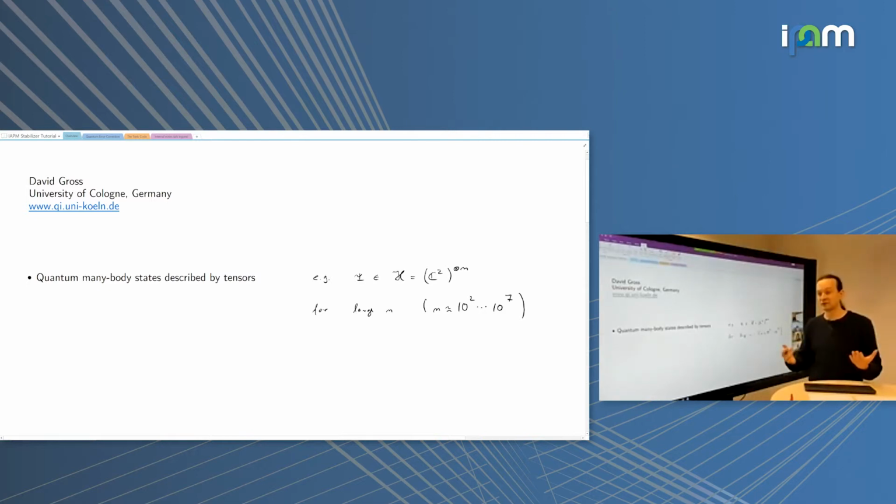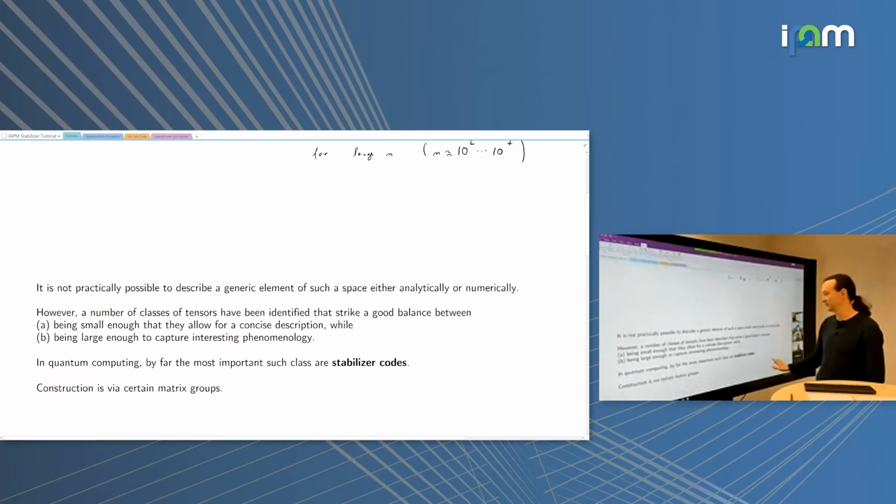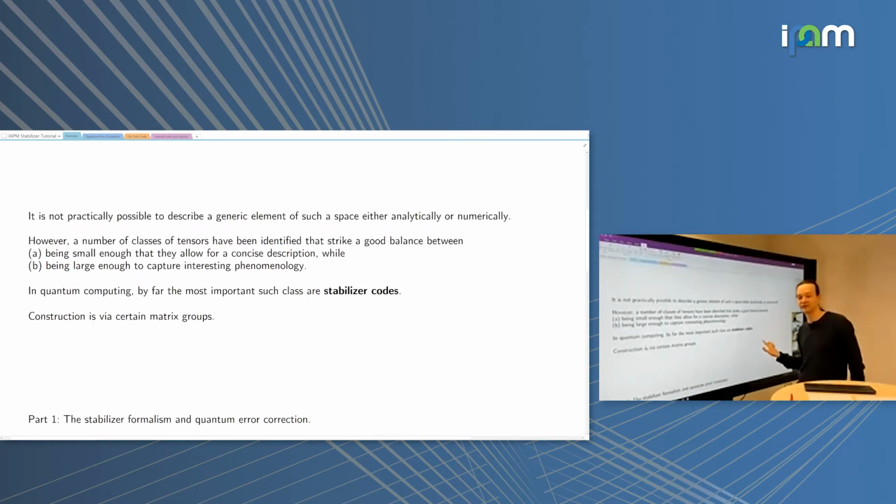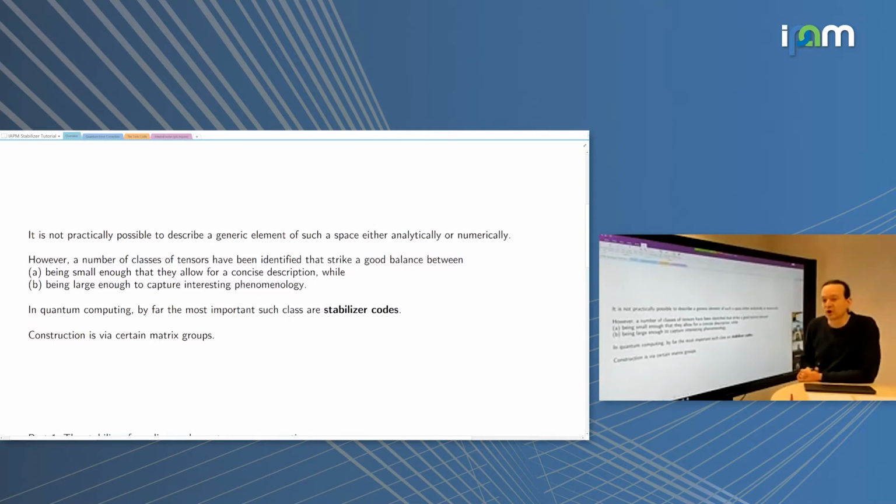This is a regime, of course, which is very different from the regime that people in algebraic geometry look at, where often you have very few indices, maybe 3 or 4, and make the base dimension larger. And the dimension of these spaces is gigantic. The dimension is 2 to the 10 to the 7, an unbelievably large number. This has positive and negative consequences. The obvious negative consequence is that it's not practically possible to describe a generic element of such a space either analytically or numerically. The number of parameters is way too big.